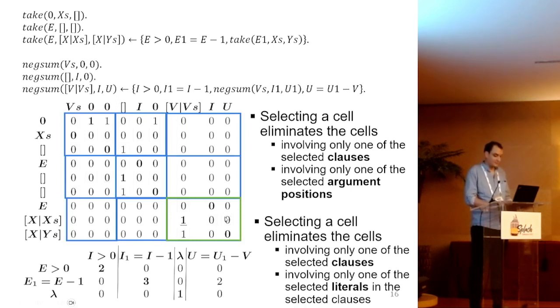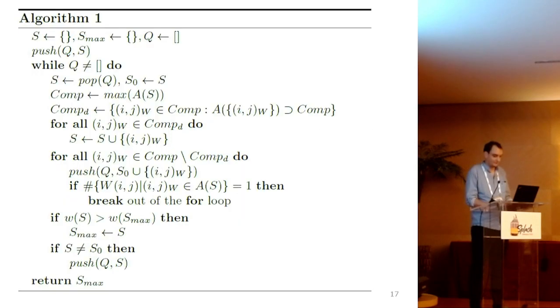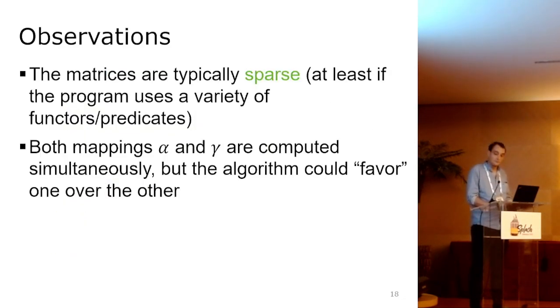And in the second matrix, we also have that when we select a cell, we also eliminate a whole range of other cells. I won't go into the details of the algorithm, and simply observe that the matrices are typically sparse. As we have seen in the example, there are a lot of zeros in the matrices. So this allows the algorithm to run fairly quickly, and we compute both mappings simultaneously.